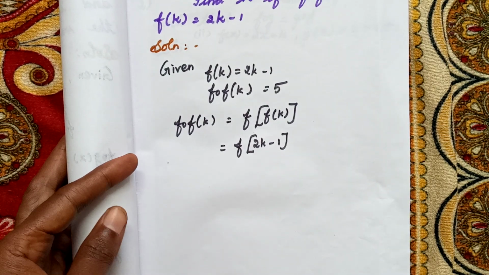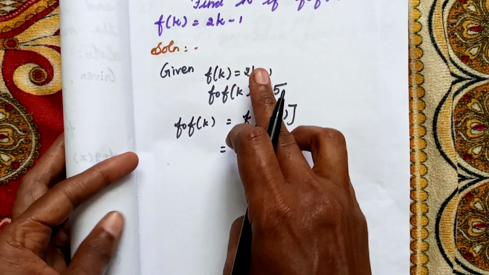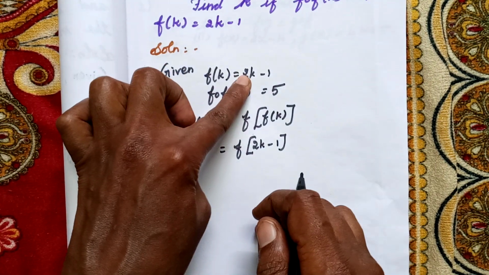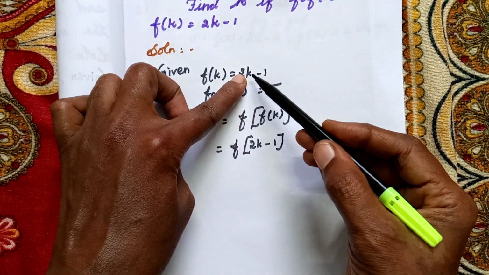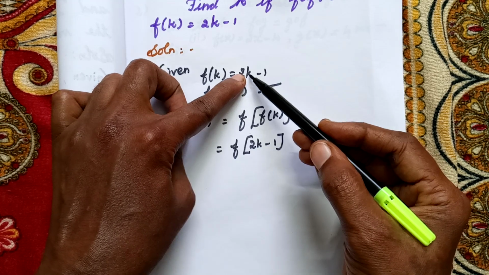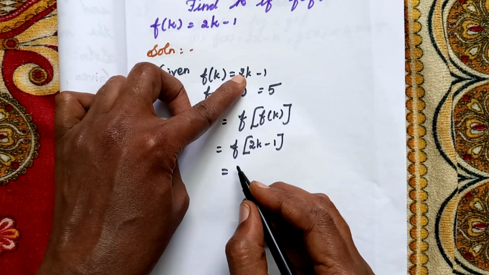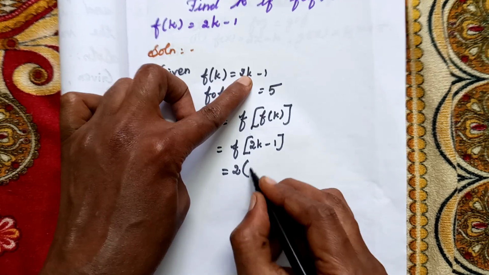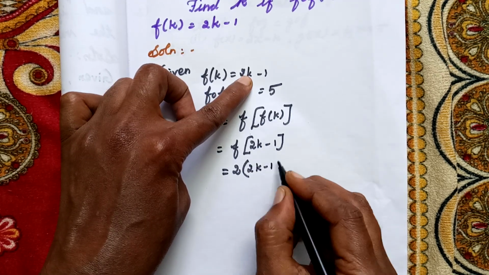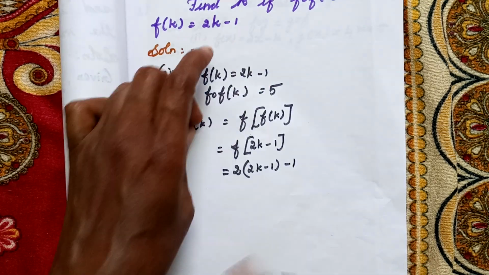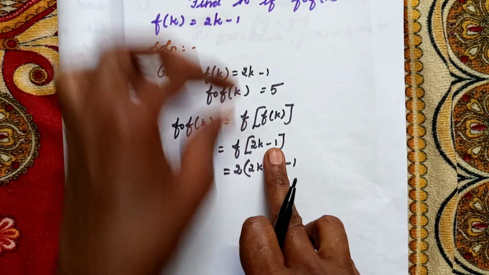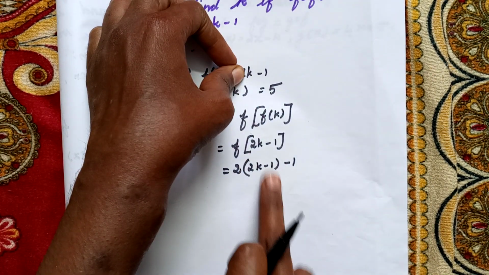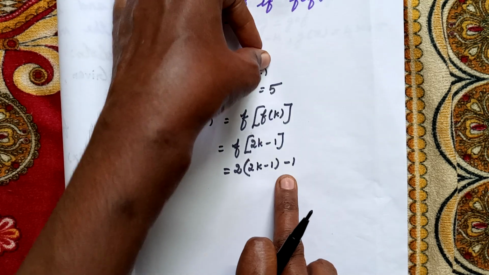Clear, students? Next, f of k means what? 2k minus 1. Here, in place of k, what do we have to replace? 2k minus 1. F of 2k minus 1 means 2 into, in place of k, 2k minus 1, minus 1.